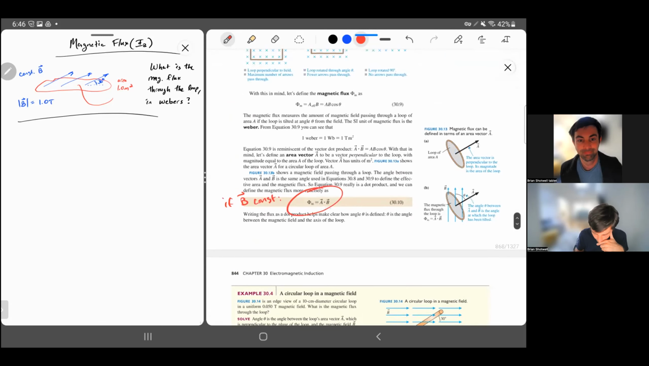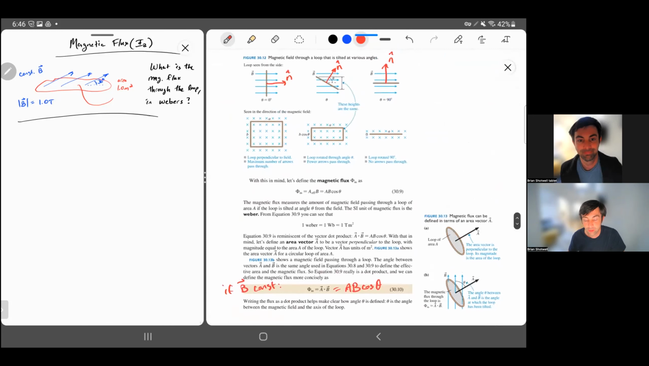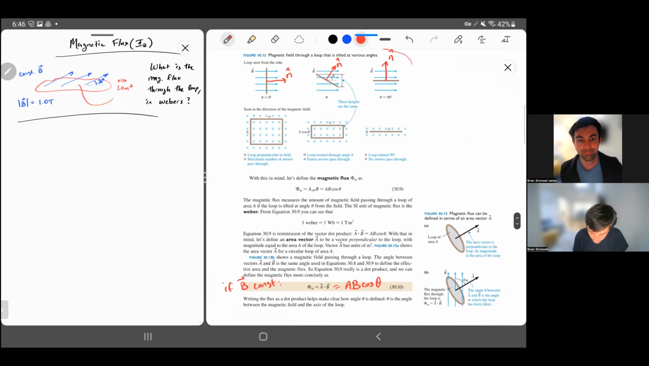Okay, so this dot product is just the magnitude of the area of the loop times the magnitude of the magnetic field times the cosine of the angle between the normal vector of the loop and the magnetic field direction. So this takes into account the properties that we wanted right here. For this it would be cosine of 0 degrees, this would be cosine of 90 degrees, and cosine of some angle in between. So this quantifies exactly how much magnetic field is passing through our surface. And it's just the dot product between the area vector and the magnetic field vector.